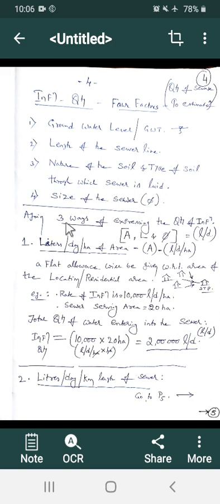The first one is liters per day per hectare of area. Observe here, liters per day per hectare of area. You are having some area. That area is a catchment area for getting the sewage into the pipeline. Now, this will be considered as A. This is area wise, and it will be expressed as liters per day per hectare.